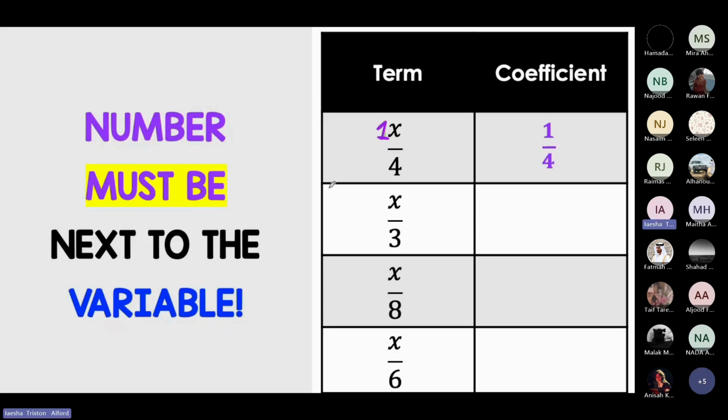So the next one, what do you think is the coefficient? Positive 1 over positive 3. Good. What's the next coefficient? Positive 1 over positive 8. What is the next coefficient? Positive 1 over positive 6. Remember, the coefficient is a number. It must be next to the variable.